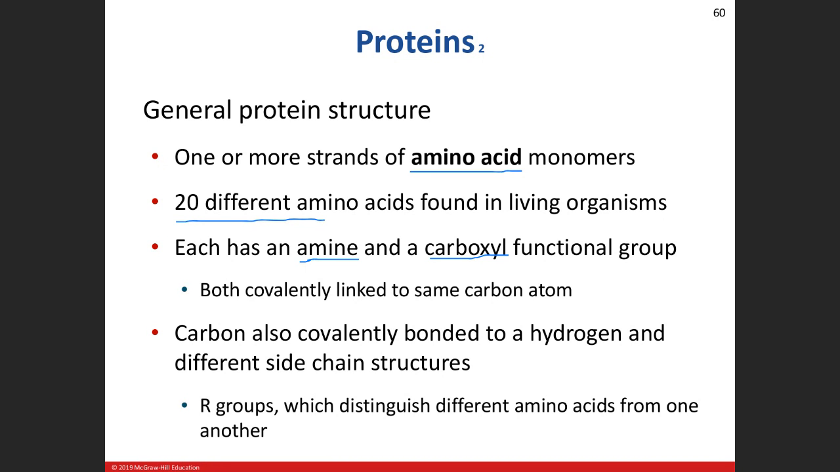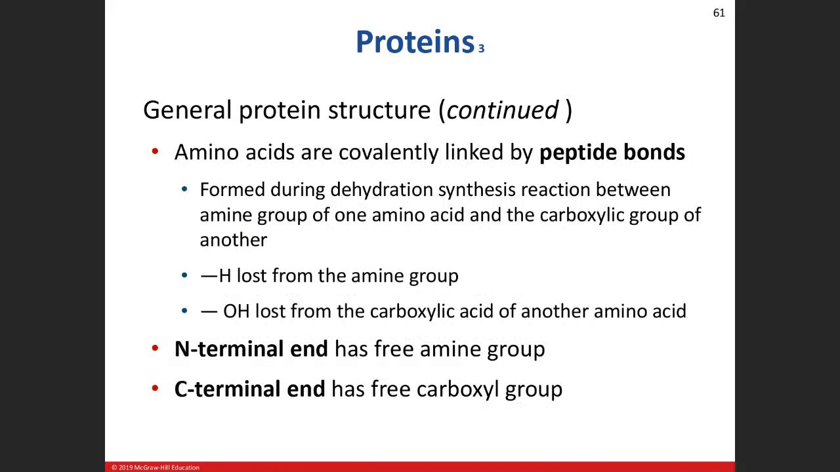In some of these situations, we'll have what's known as an R group, and these special R groups help us to distinguish one type of amino acid from another type of amino acid. So when we start to attach these amino acids to one another, we do so through what we call a peptide bond. And it's important that you know that.